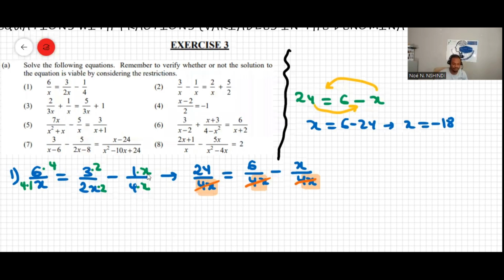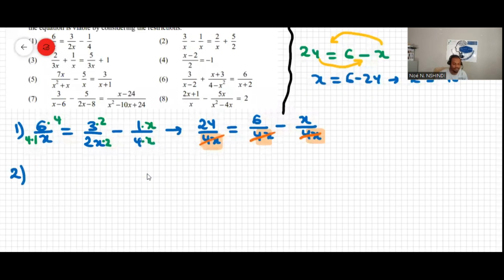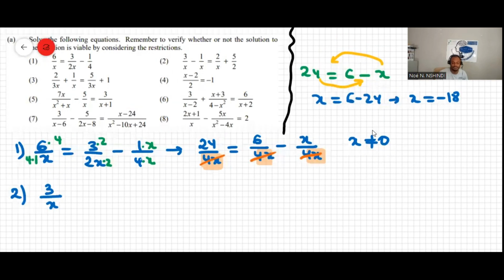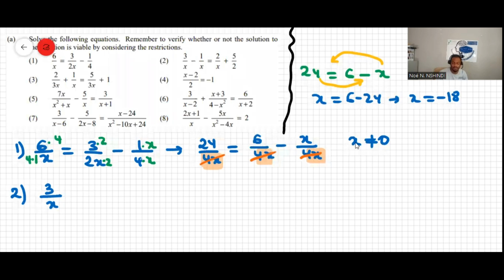Question 2. Question 2 is 3 over x. The restriction is that x cannot be equal to 0. Actually, x here is negative 18, so I don't really need to write this, but maybe I should just write it. x cannot be 0 because if x is 0, these fractions would be undefined, but x is negative 18, so we don't really need to write the restriction here.